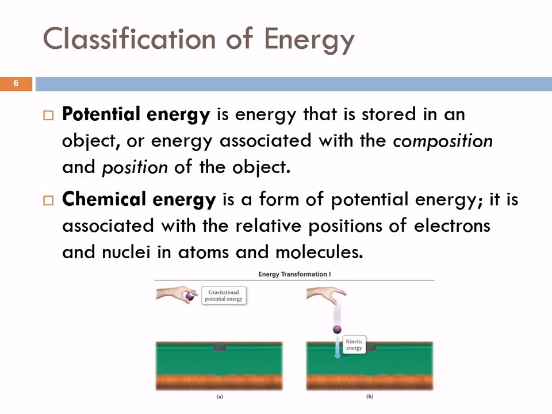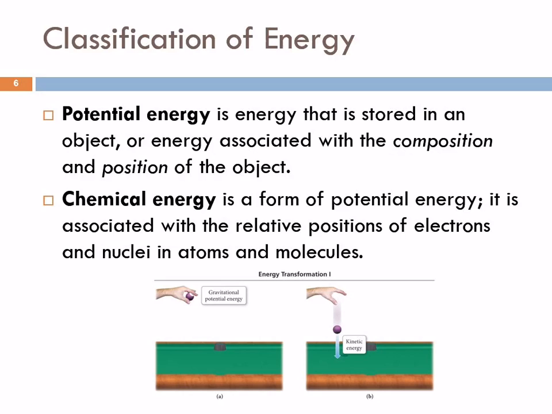So there's kinetic energy, and then there's potential energy. Potential energy has to do with the position or the composition of an object. If I take this eraser, this is a good thing to drop, and I lift it up high, it has more potential energy than if I hold it down low.